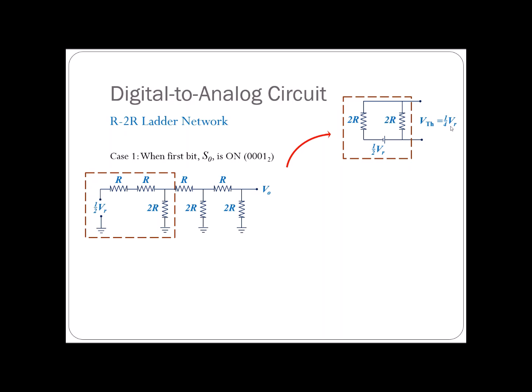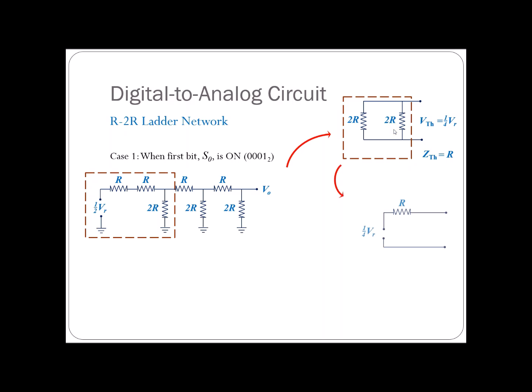What about the Thevenin impedance? Same as before, we short circuit it and then we have two resistors connected in parallel. The equivalent resistance will be equal to R, half of each of these resistors.